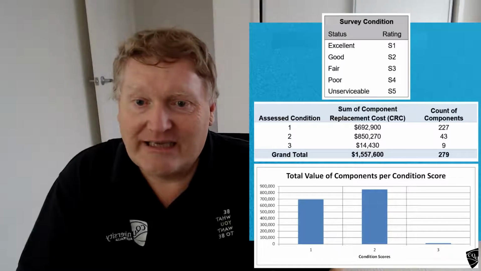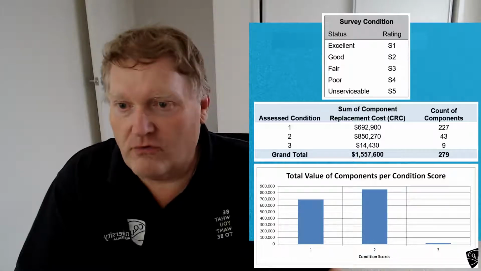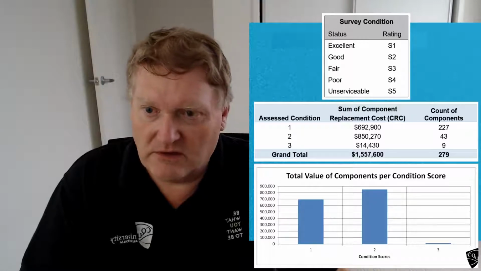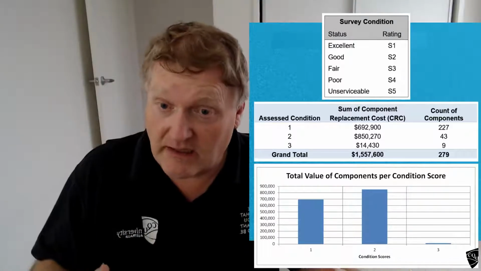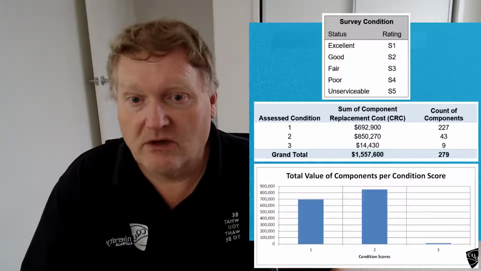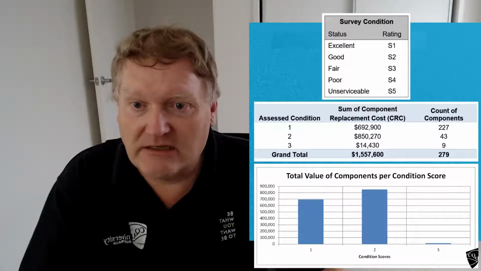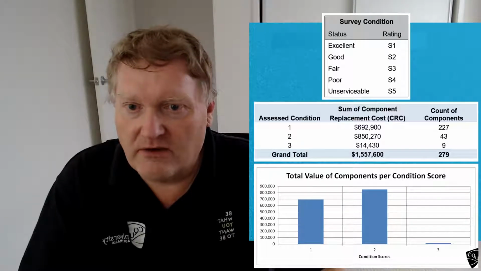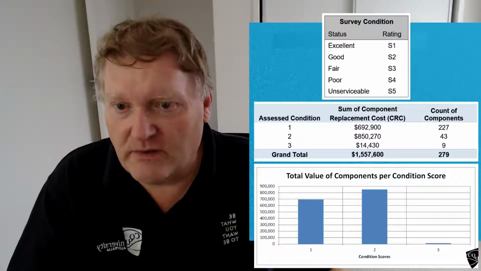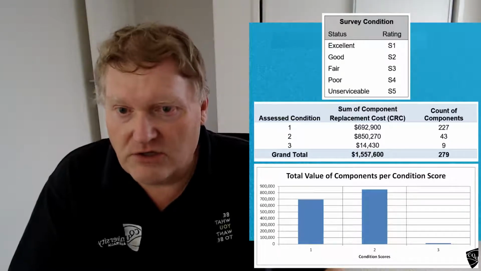We assessed here a total of 279 components, and things like the roof is a component, the walls are a component, the windows are a component in totality, not individually. You can go down individually if you want to. So components, and we worked out that things in a condition 1, which is excellent condition, their replacement value at the time of the inspection, which was about 10 years ago, was that. And they didn't need anything doing to them. 2 in good condition, and then 3 in fair condition.